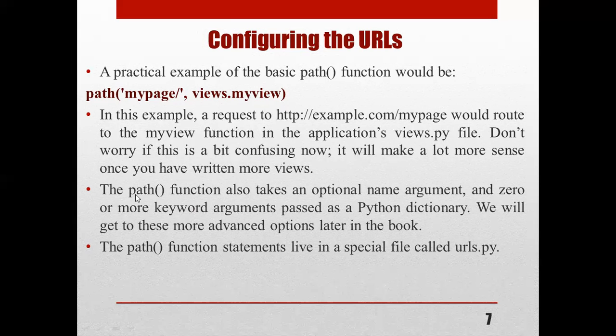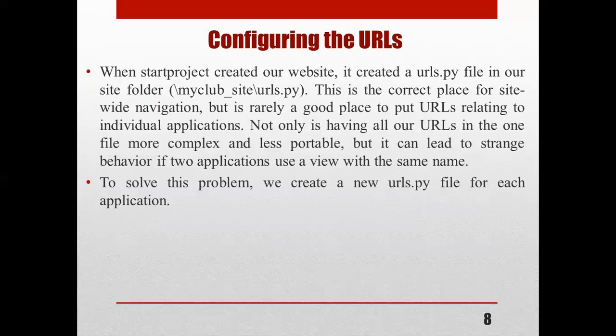Okay, so the path function also takes an optional name argument and zero or more keyword arguments that are passed as a Python dictionary. So the path function statement lives in a special file called urls.py. To configure the URL, we are using the path function, and the path function statements are present in the file urls.py. Whenever we start a project, it created a urls.py file in our site folder, like my_club_site/urls.py.